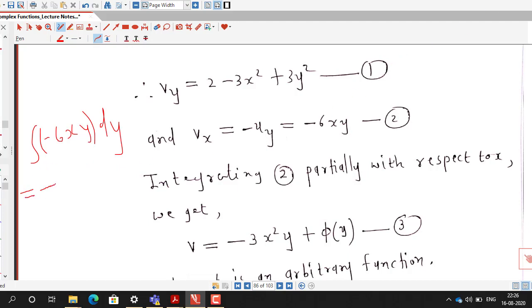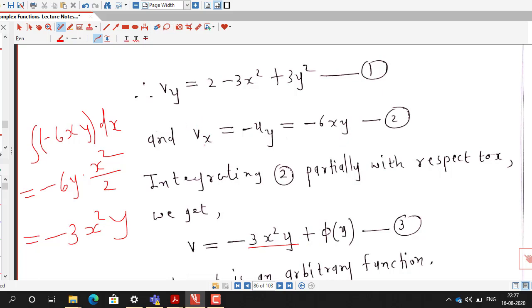So minus 6y is constant. We want to integrate with respect to x, not with respect to y. So minus 6y is constant, integration of x is x square by 2, and these 2 will cancel out, so we have minus 3x square into y. So it is written here.